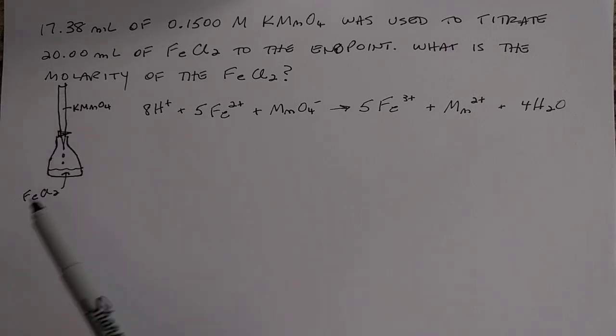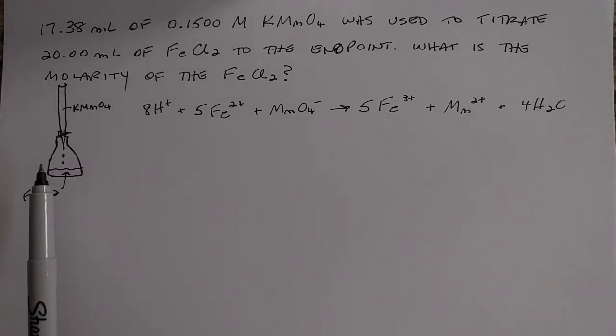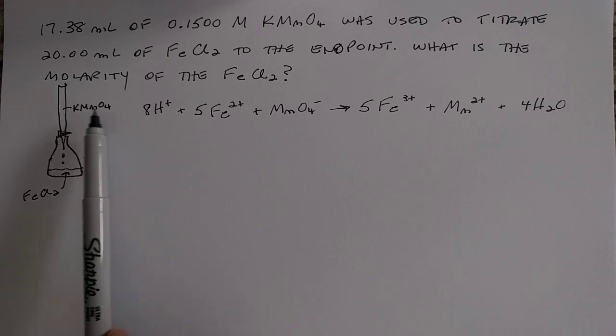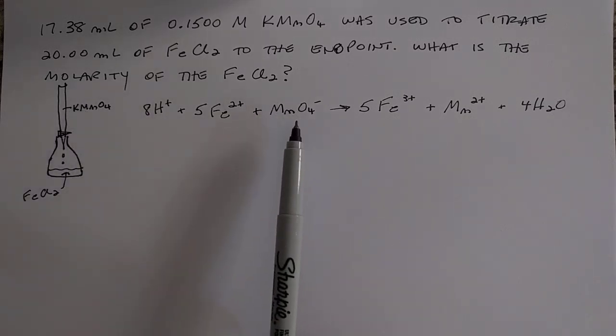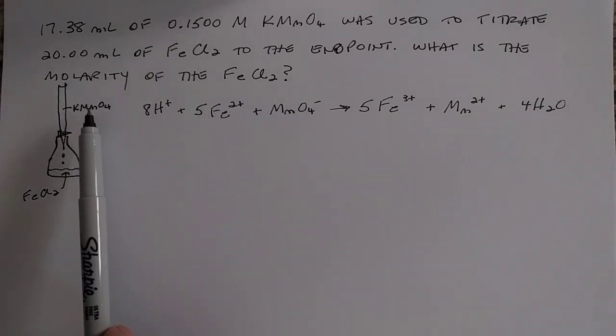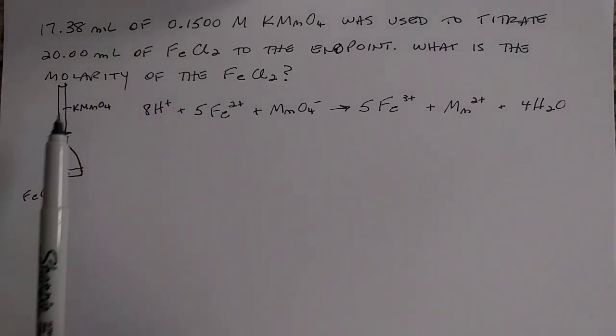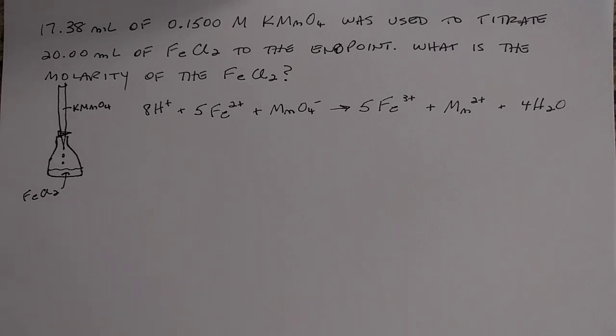So I've done a little drawing of our titration setup. So we have an Erlenmeyer flask with our solution of FeCl2. And then in the burette, we've got our potassium permanganate. So this MnO4- comes from the potassium permanganate, and the Fe2+ comes from the FeCl2. So the potassium ion and the chloride ions are spectator ions, and they do not show up in the net ionic equation.